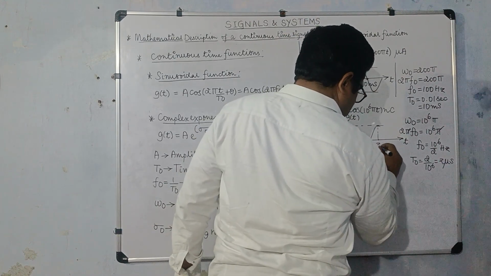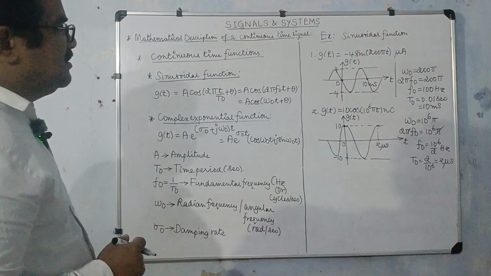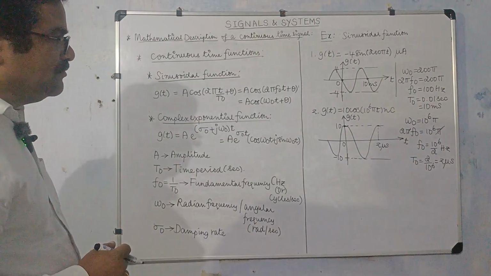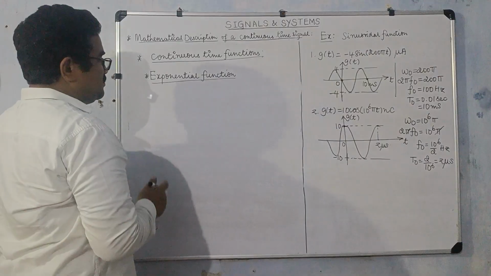So what is the time at this point? 2 microseconds. So this is the example for a sinusoidal function. Now we'll see some examples for exponential functions also.